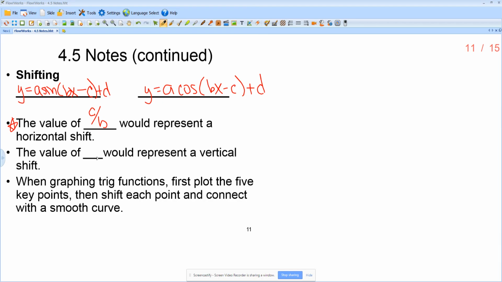The value of d represents a vertical shift, and that is not counterintuitive. If I see plus 7, I was shifted up 7 units. When graphing trig functions, first plot the 5 key points, then shift each point and connect with a smooth curve.